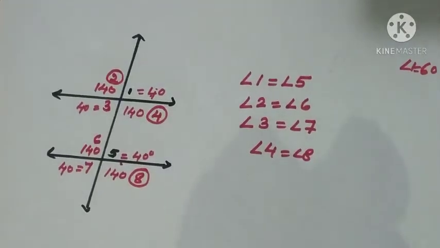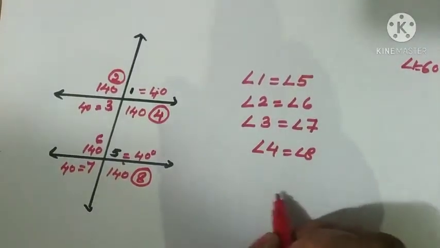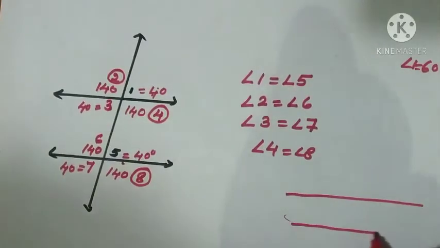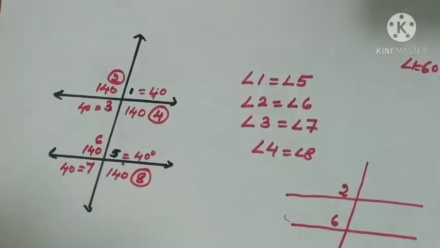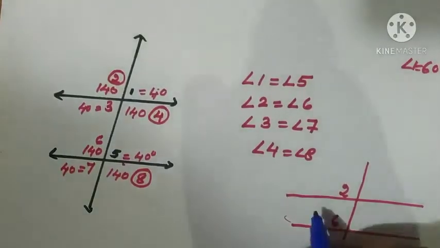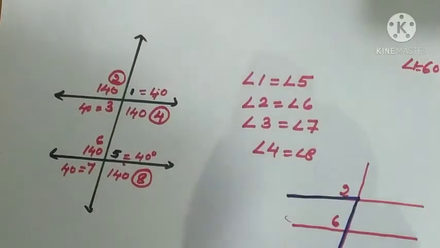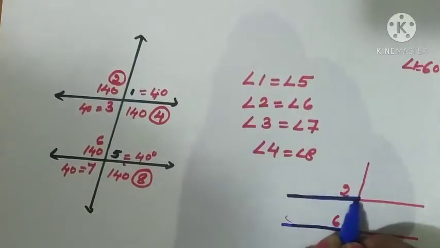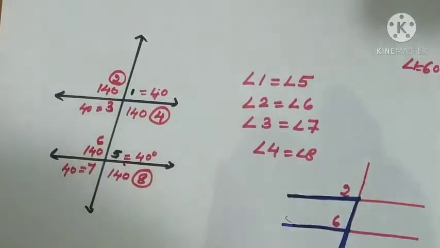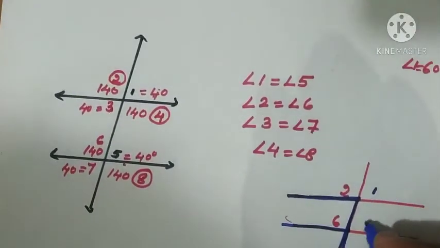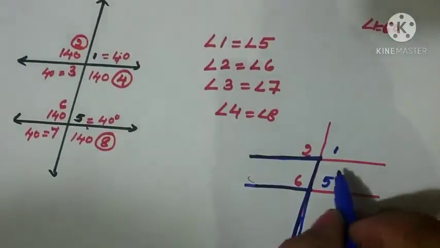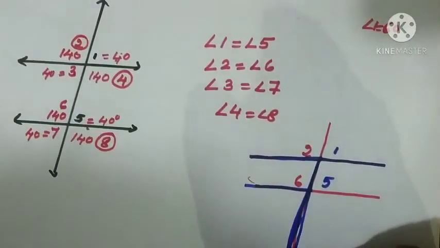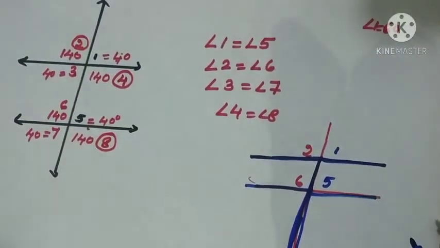Now one more point I want to explain. When two parallel lines are cut by a transversal, let me take angles 2 and 6. These are one pair of corresponding angles. See this? It is almost similar to the letter F. Similarly, we are taking angles 1 and 5. That also we can see, first line, second line. It is similar to an F shape.